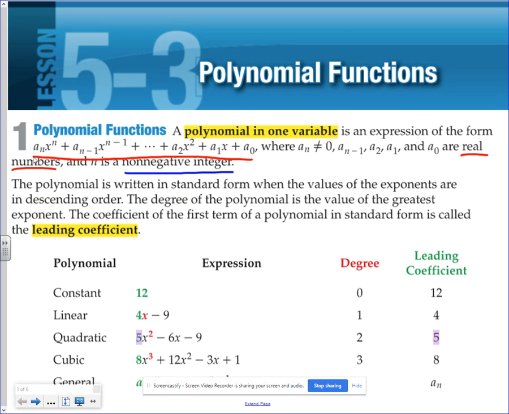Alright, so I want to look at this next paragraph. The polynomial is written in standard form when the values of the exponents are in descending order. So you list your largest exponent first, then your next one, and the next one, and so forth. The degree of the polynomial is the greatest exponent. The coefficient of your first term, if it's in standard form, that's called your leading coefficient. So if you look here, here are some examples.